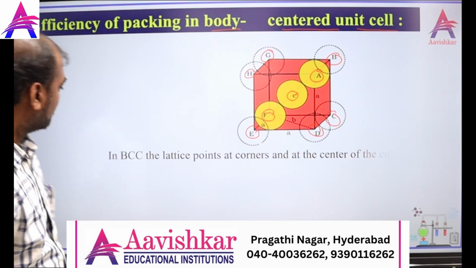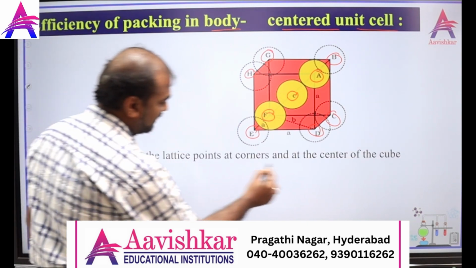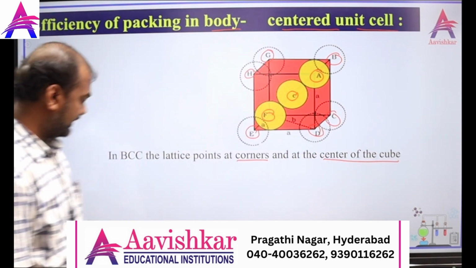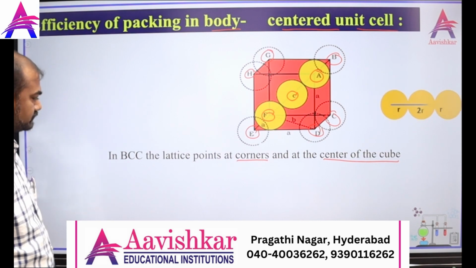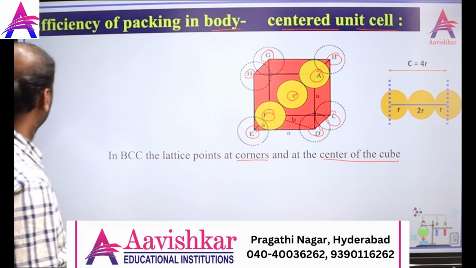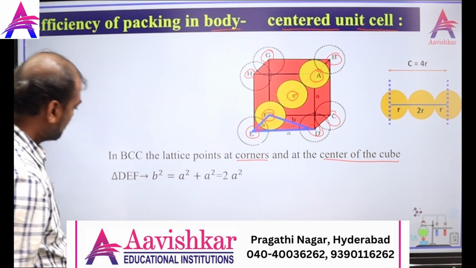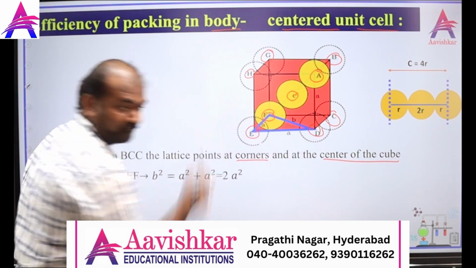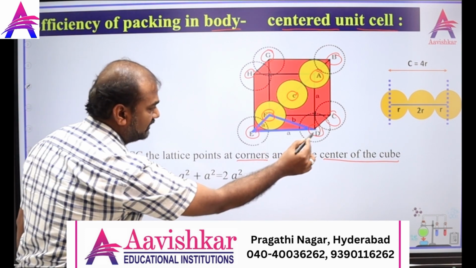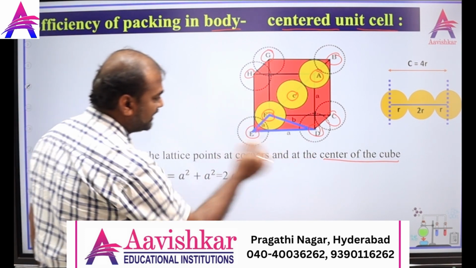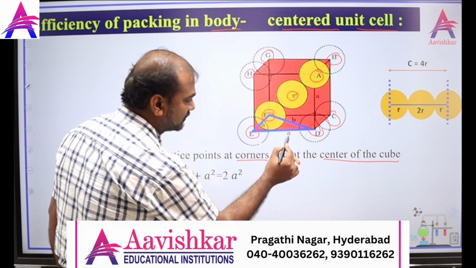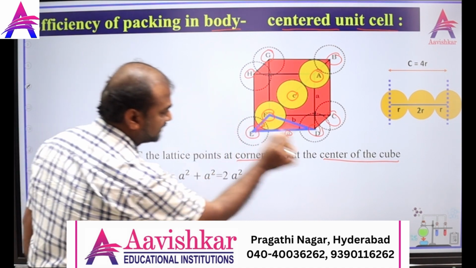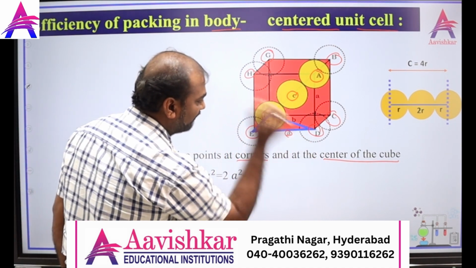If you check it, in BCC there are lattice points at the corners, and then at the center of this cube also we have a lattice point. If you take the first triangle, that will be known as the DEF triangle. From this DEF triangle we have a solid edge which is called a, then another solid edge also called a. But this is an imaginary diagonal. This is known as the face diagonal.